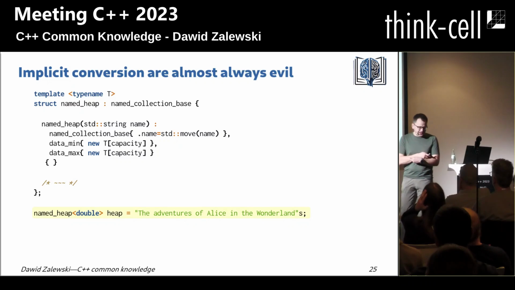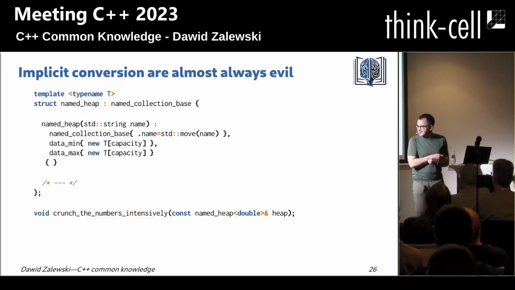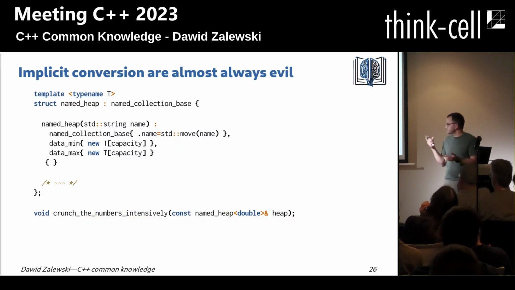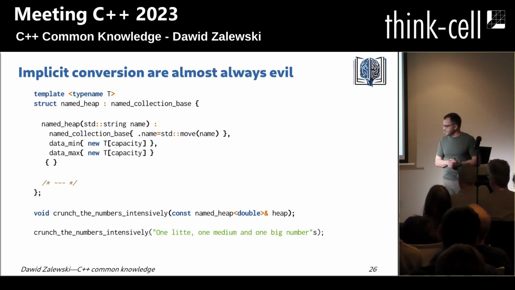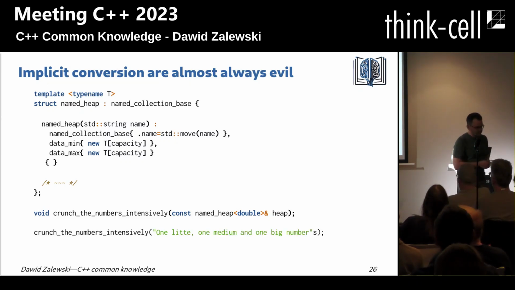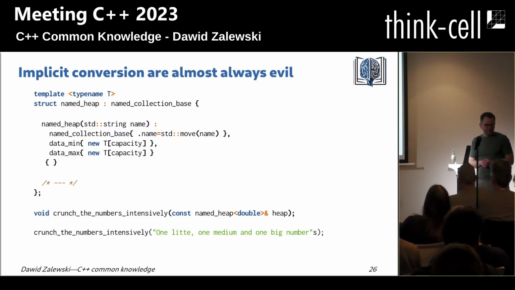Where the harm really comes into play is situations like this. Imagine you have a function, crunch the numbers intensively, something you are likely to see in many code bases, and it takes a named heap of double by constant reference. Well, now you can call this function with something like this: 1 little, 2 little, or no, 1 medium and 1 big number. It will compile just fine, right? Doesn't make any sense whatsoever. Might be used as a practical joke. It's a good joke, I would say, even.